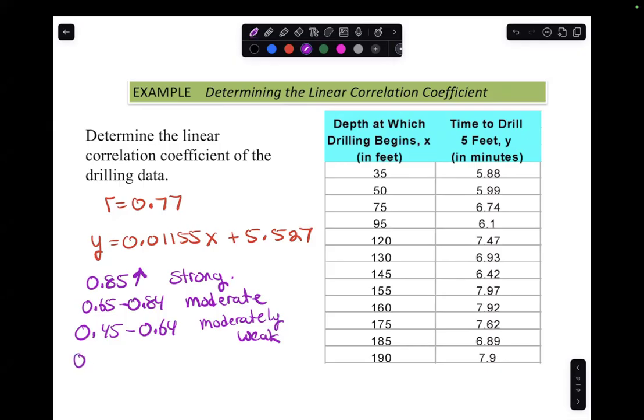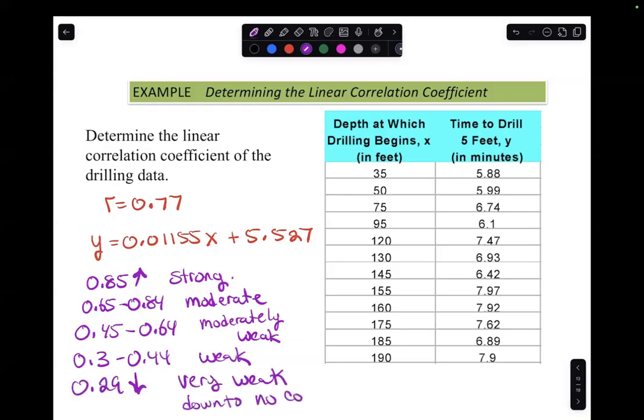And about 0.3 to 0.44, I'm just going to call this weak. And then below 0.3, I'm going to say it's either extremely weak or basically no correlation. So below 0.3, this is very weak, down to no correlation.